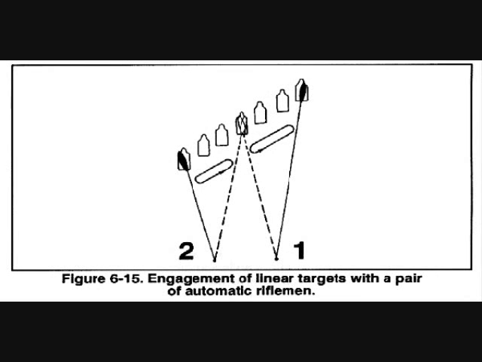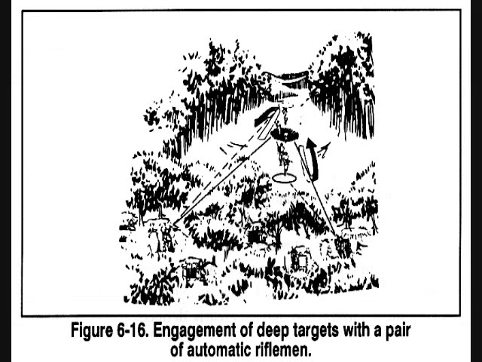B2. Linear target. When using a pair of M249s to engage a linear target, the target is divided at midpoint, with the automatic rifleman on the right of the target firing on the right half, and the automatic rifleman on the left of the target firing on the left half. B3. Deep targets. When using a pair of M249s to engage a deep target, the initial point of aim is also on the midpoint for both automatic riflemen.